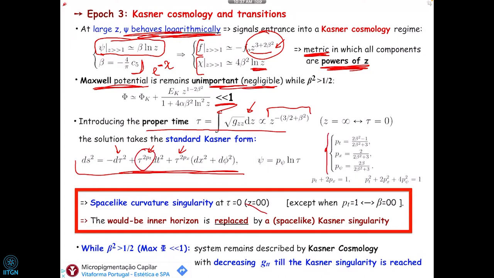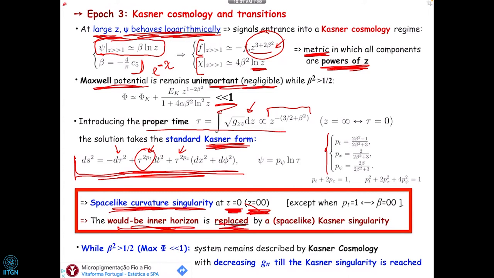But this is precisely the Kasner solution. It's the solution of the Einstein equations that describes the Kasner cosmology. And what is important in this Kasner cosmology solution is that it has a space-like curvature singularity at tau equals zero, which corresponds to Z going to infinity. So the fact that our solution approximates this one for large Z tells us that the would-be inner horizon is replaced indeed by a space-like Kasner singularity. Okay?